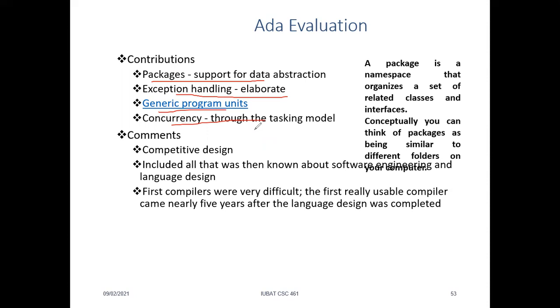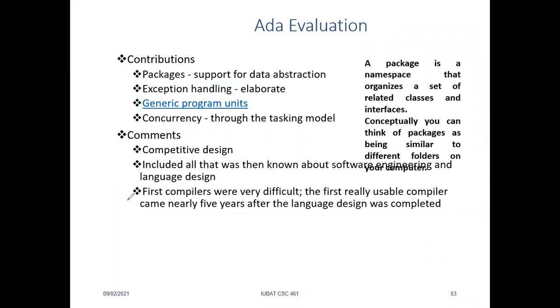But even after a lot of contribution, it had a very competitive design. It included all that was then known in software engineering and language design, so that is a big plus. Previously the knowledge was scattered, like the C program had some advantages, Pascal had some advantages, but they were all scattered in different places. So what they did was combine the best features of all the programming languages into one. If you could learn Ada, you could have an idea of all the features of programming languages at that time. So this is one big feature.